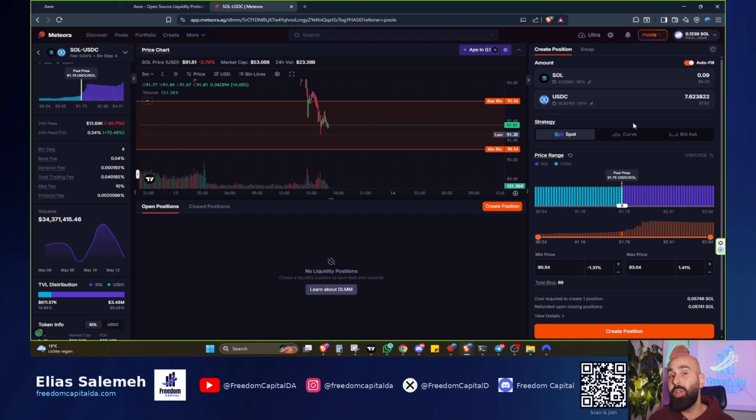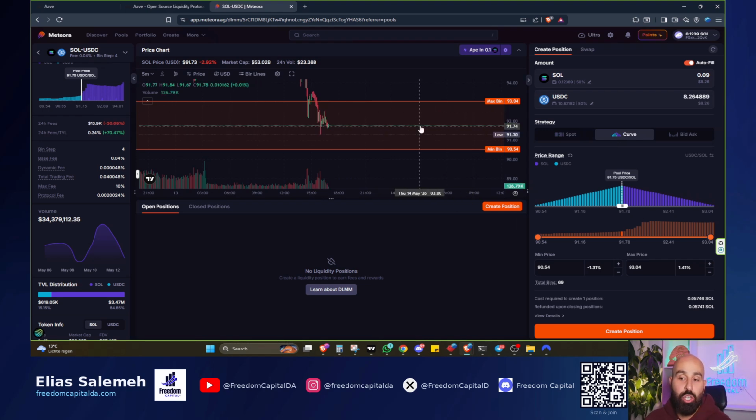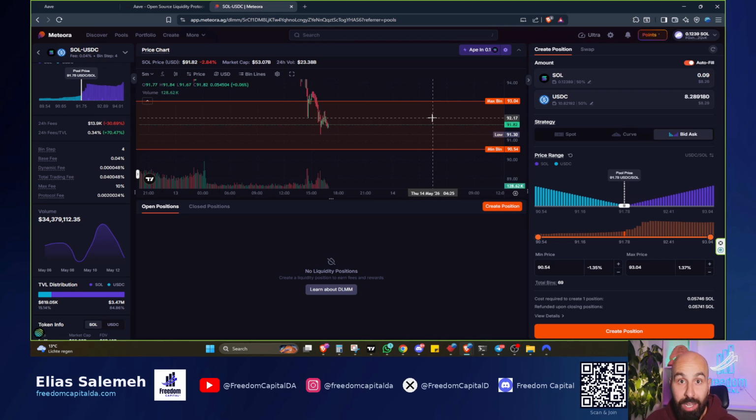The idea here is that if you expect the price, let's say I expect the price of Solana to consolidate in this price range, the best thing I can do is to place my liquidity using spot. Because it will fluctuate in this range, I will catch the whole range. If I expect the range to be much more concentrated, then it's better for me to choose curve. Usually you use this kind of liquidity for stable assets.